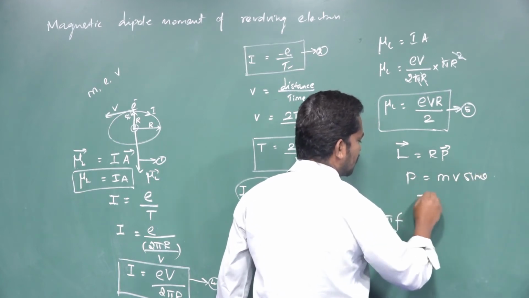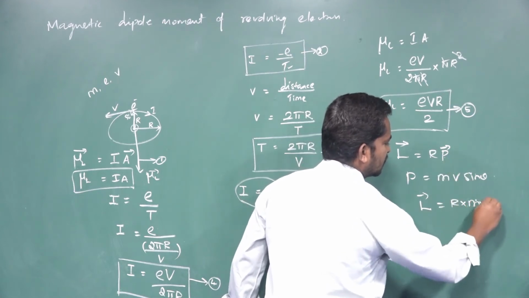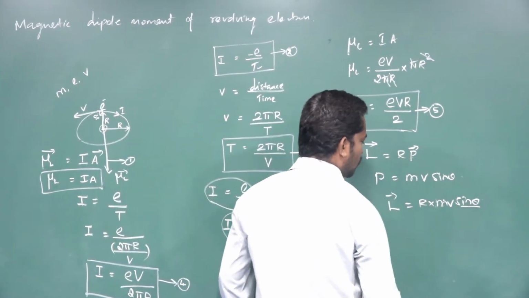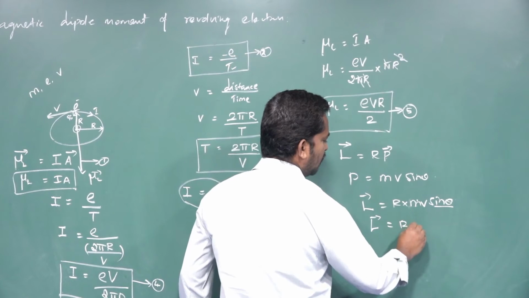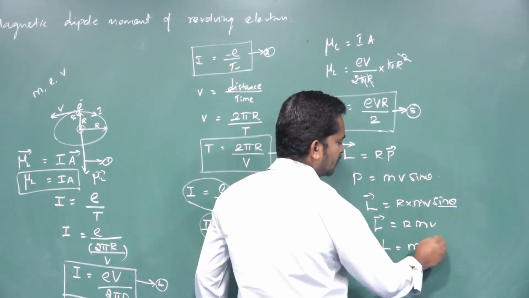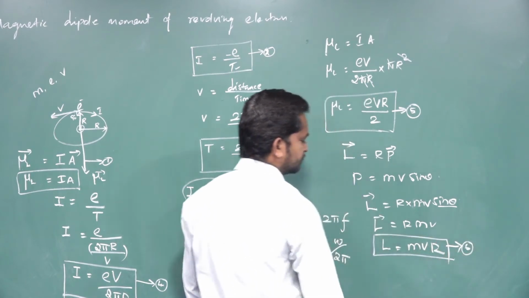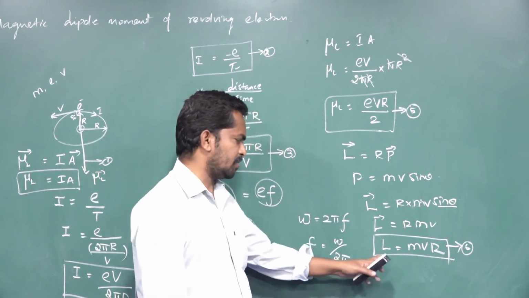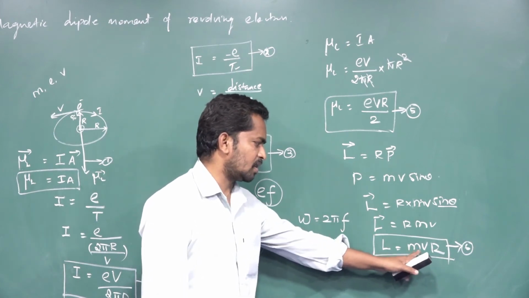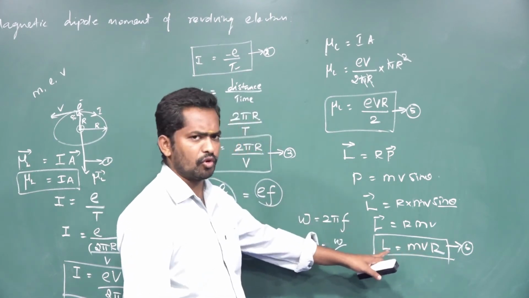So substitute this. L vector is equal to R into P vector, which is mv sin theta. The angle between R and V is 90 degrees, so sin 90 is 1. So L is equal to R mv, which means L is equal to mvr. Equation number 6. This is the angular momentum, equal to mvr: mass of electron, velocity of electron, radius of circular path.